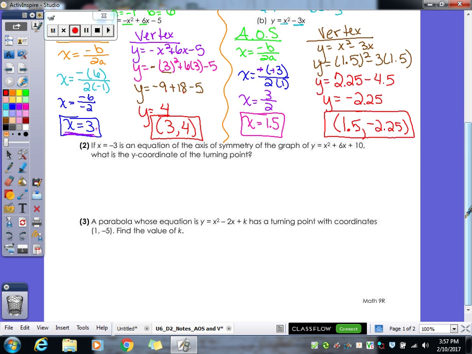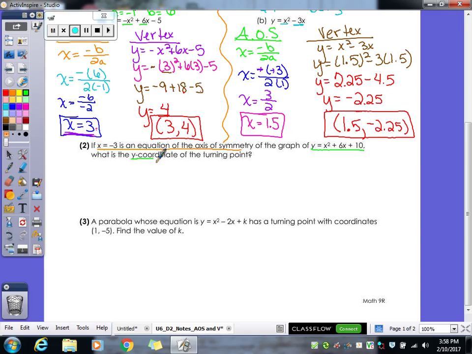Now these next two questions are other kinds of questions that tend to be asked regarding your axis of symmetry and your turning point. So you don't have to do all of the work we did up above because they give you one part of it. You're just trying to find something else. So for example, number 2, x equals negative 3 is the equation of your axis of symmetry. So that's saying they already did that first part for us. They found our axis of symmetry. We don't have to do our negative b over 2a. All right, so x equals negative 3 is the equation for the axis of symmetry of this graph here.